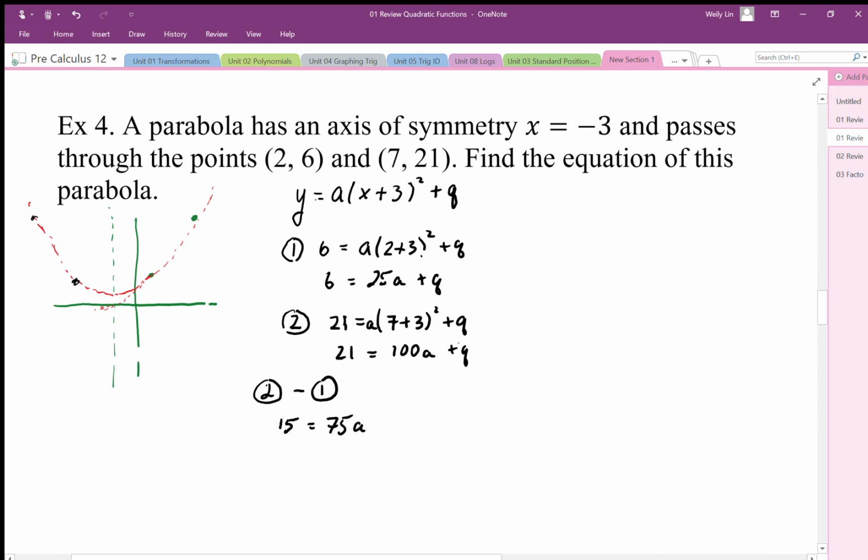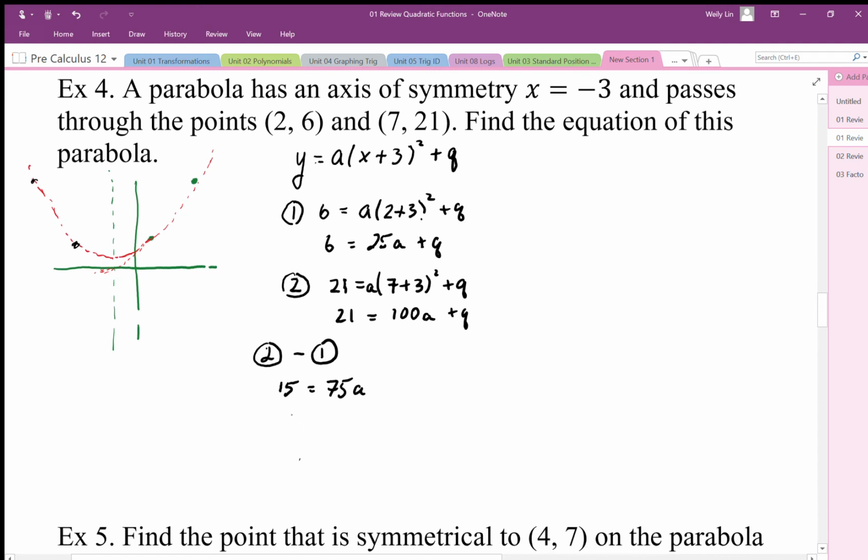Okay, and then plus q minus plus q, they cancel out. I can solve for a. a equals 15 over 75, which simplifies to 1 over 5. Okay, so there we go.